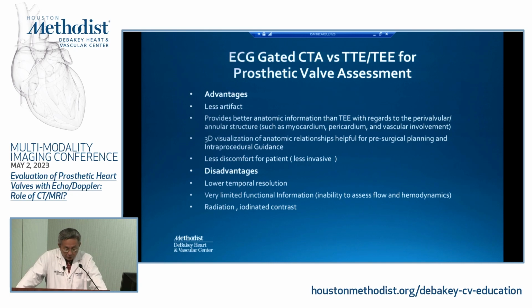The disadvantage is obviously we have to give radiation and, most of the time, contrast. And the most important thing is we get very little functional information. We can get the ejection fraction. In some isolated valvular dysfunction cases, we might be able to estimate the regurgitant volume and fraction, but that's very limited. And we're still hindered by the lower temporal resolution. So it's very important for assessment of valve dysfunction that you have a scanner with very good temporal resolution.